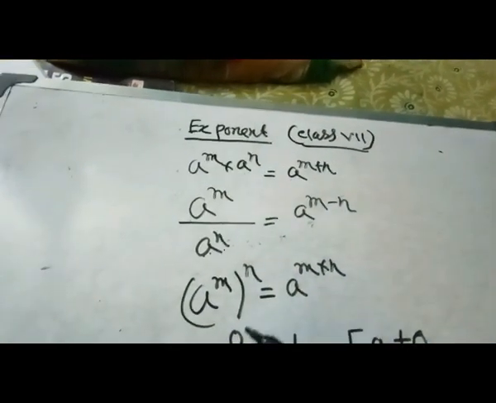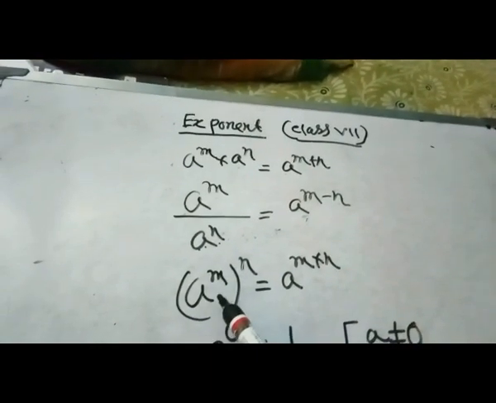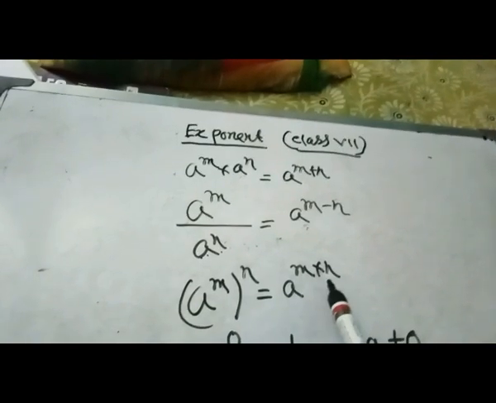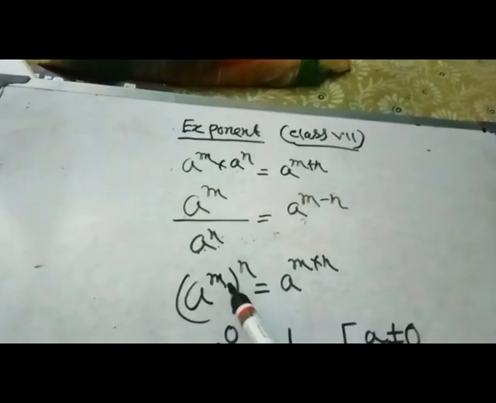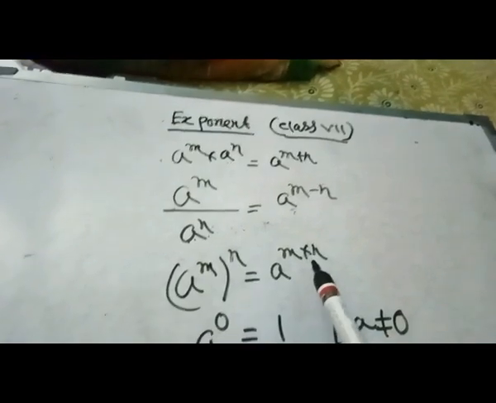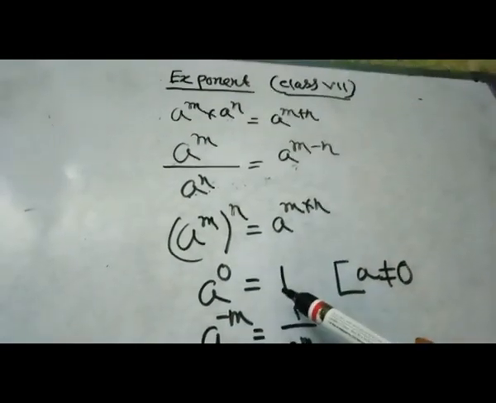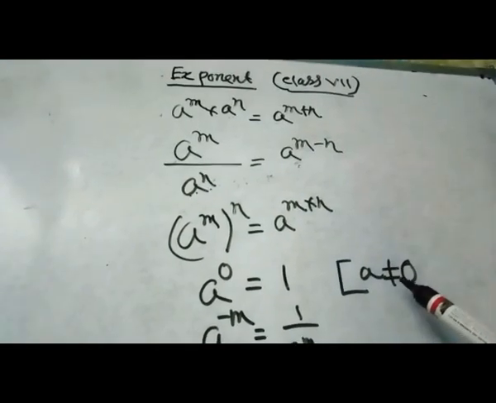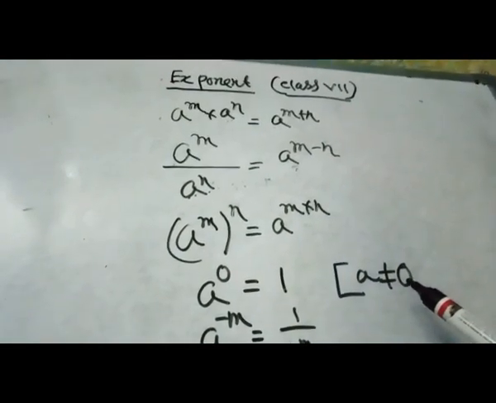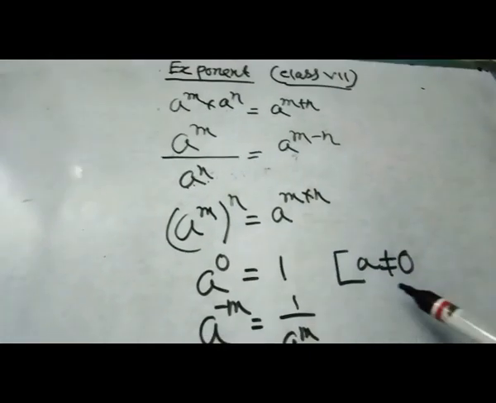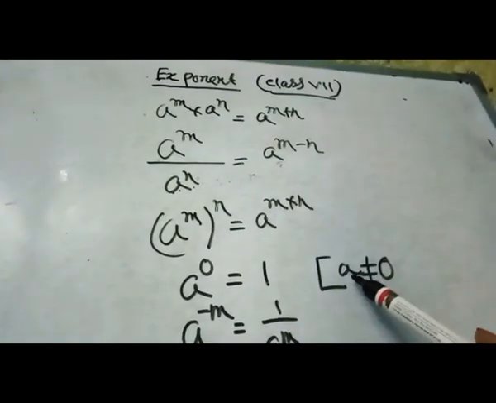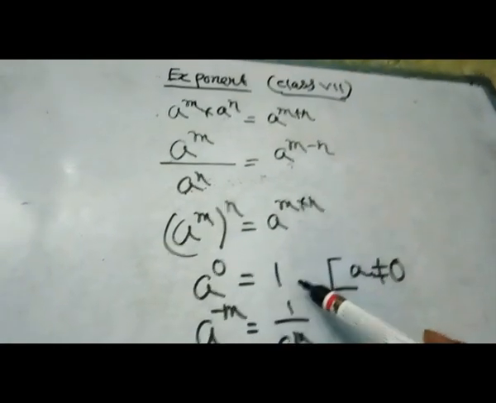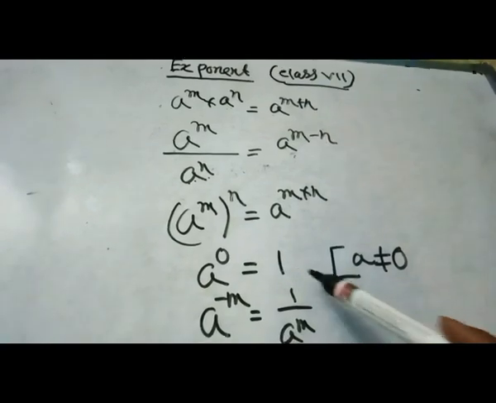Now come to the next formula. a to the power m whole to the power n equals a to the power m cross n. Here both the powers will be multiplied. Next, a to the power 0 equals 1. Everything to the power 0 equals 1, except a not equal to 0, when 0 to the power 0 is undefined. That's why I have written here that whenever you observe that a is not equal to 0 but the power is 0, at that time the answer will be 1.